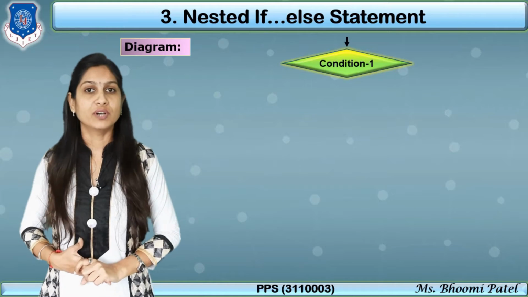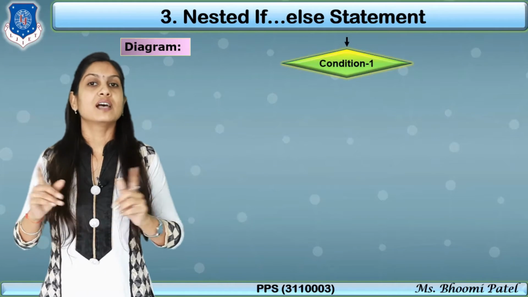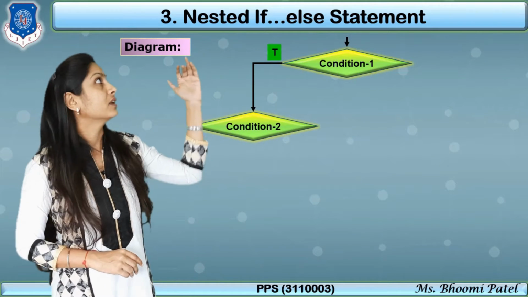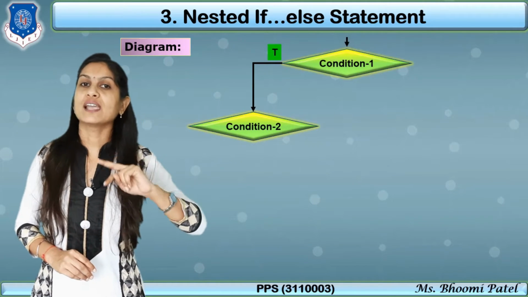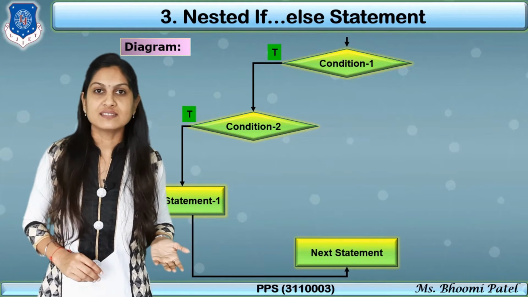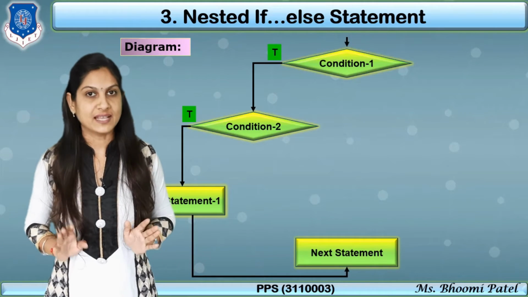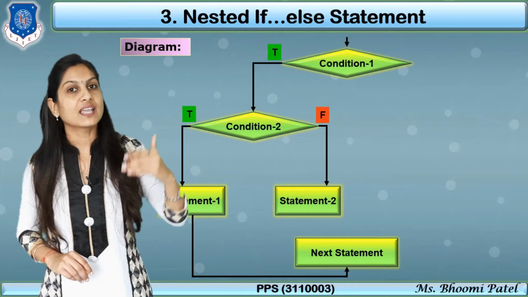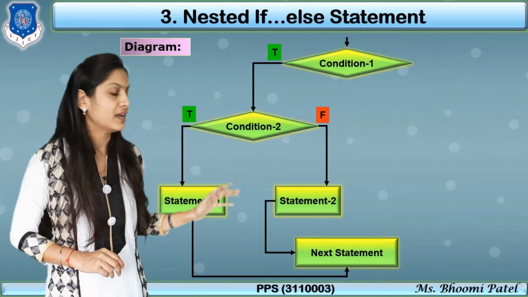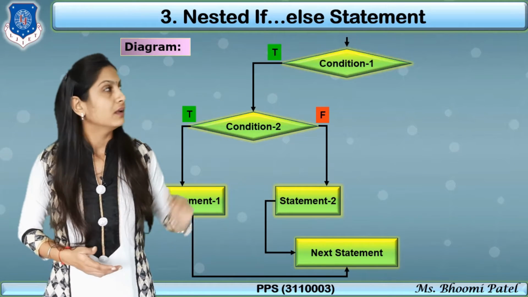First is condition 1 in a diamond shape. It obviously has two parts. Let's discuss the true part first. True means we have to check the second condition. If the second condition is true, then statement 1 is executed and we move to the next statements. But if the second condition is false, then statement 2 will be executed and we move to the next statements.